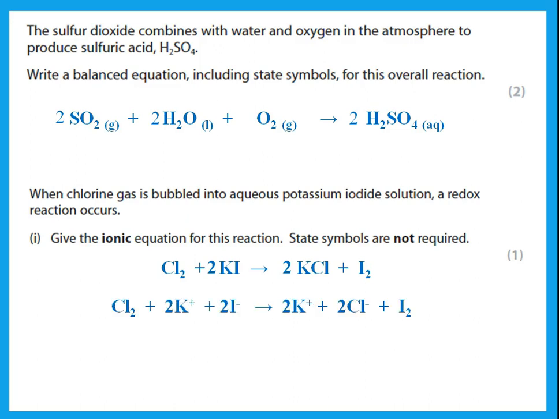Remember that chlorine is a gas, so you don't ionize it. Potassium iodide is a solution, so it comes down as 2K plus and 2I minus. Potassium chloride is also a solution, so that's 2K plus and 2Cl minus, but the iodine is a solid, so it doesn't ionize. Now, what is exactly the same on both sides of the arrow? 2K plus, and I'm left with this as my balanced ionic equation.